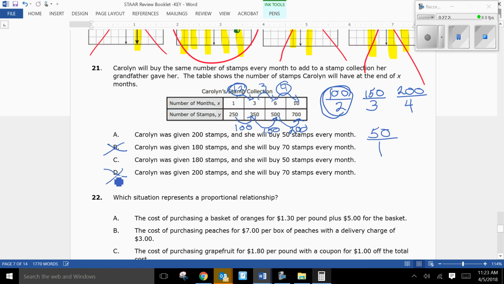No. Okay, so we know this part's true. We're looking at this 200 and 180. How many stamps was she given? So in this particular case, I would look at my table and I can see that if I go back to 0 months and she's earning 50 each month, that means that she would have 200 stamps. So my initial value is 200, so A would be my answer.